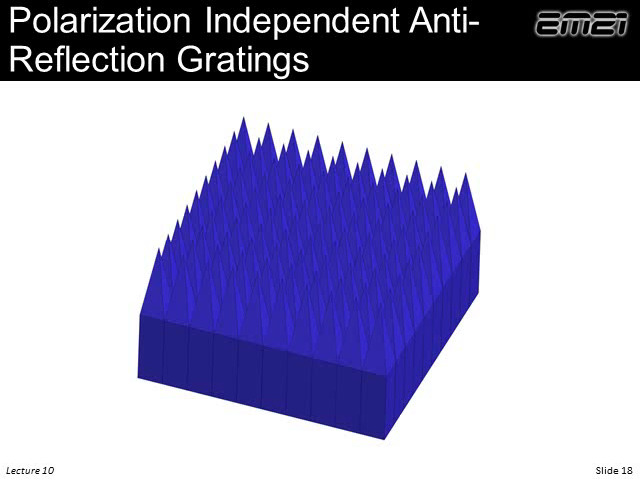Well, suppose we want to have zero reflection for both polarizations. Well, we would use some kind of cross grating of cones. And that's really what you see in anechoic chambers. And so now we have zero reflection for both polarizations.